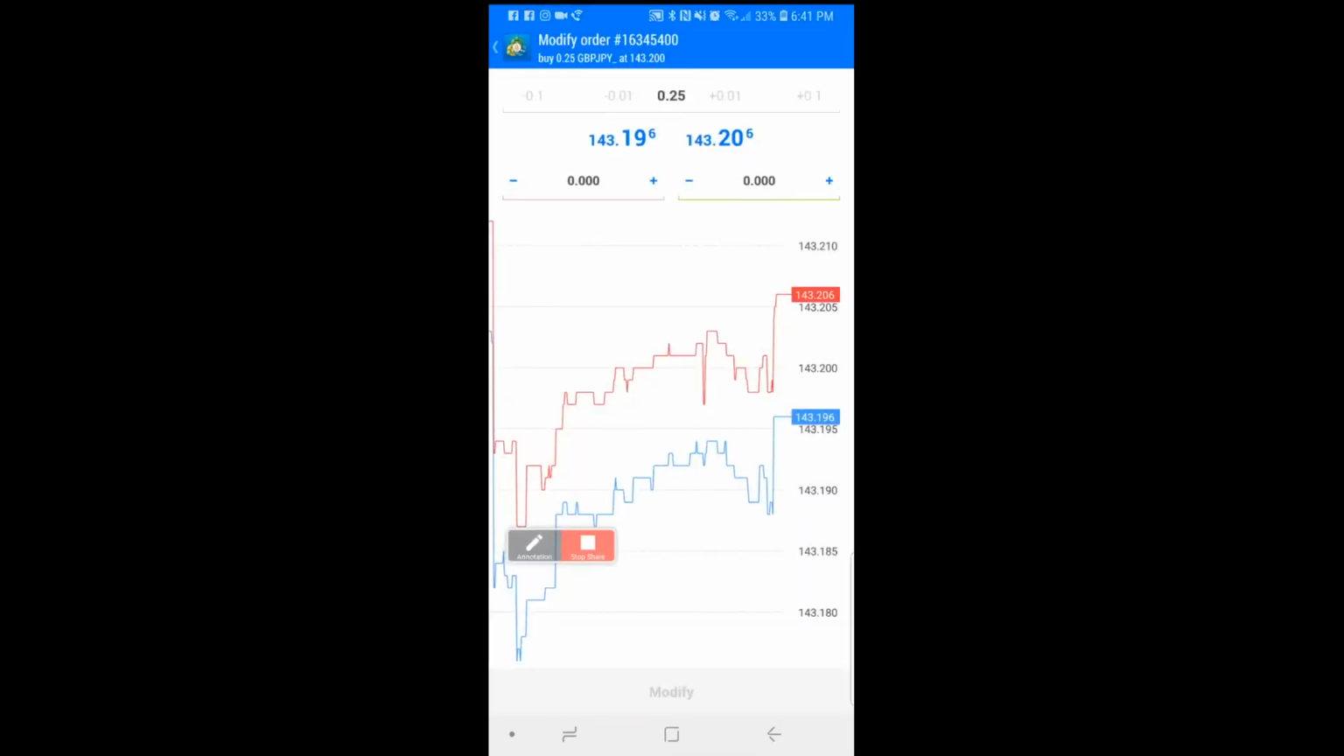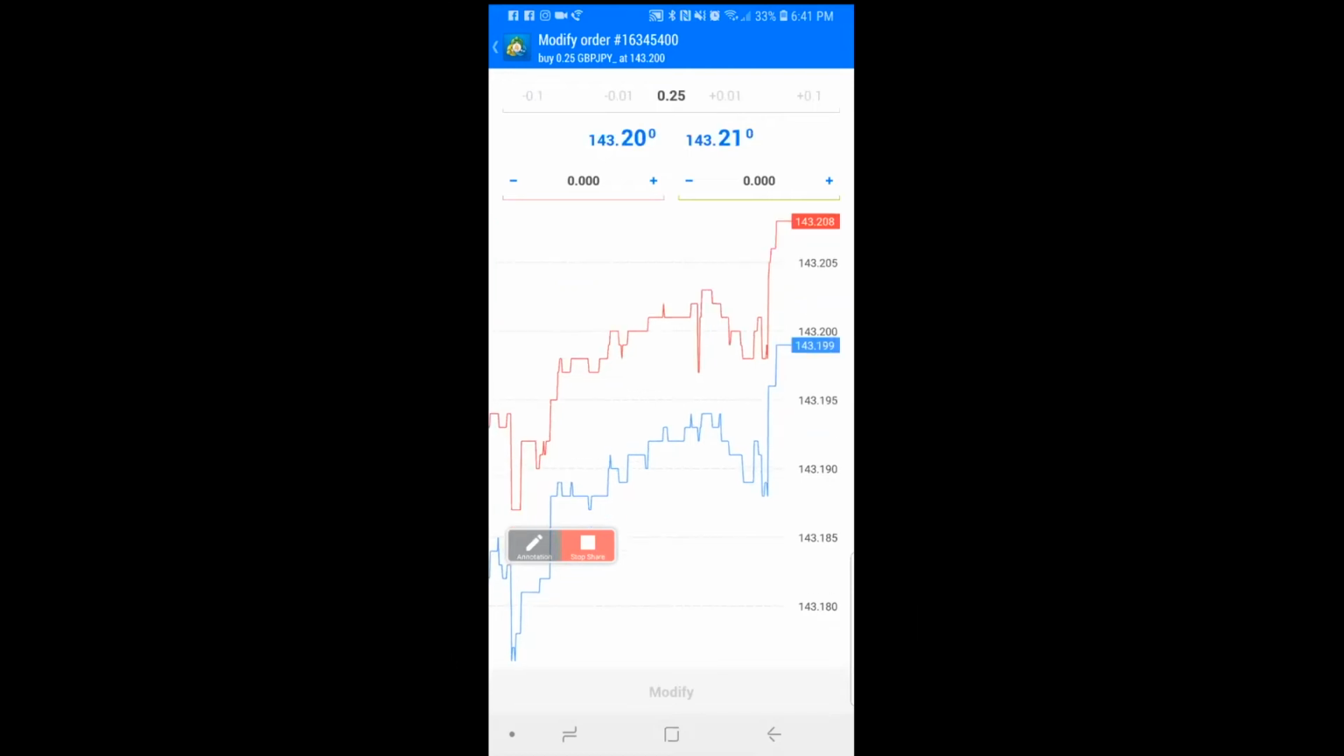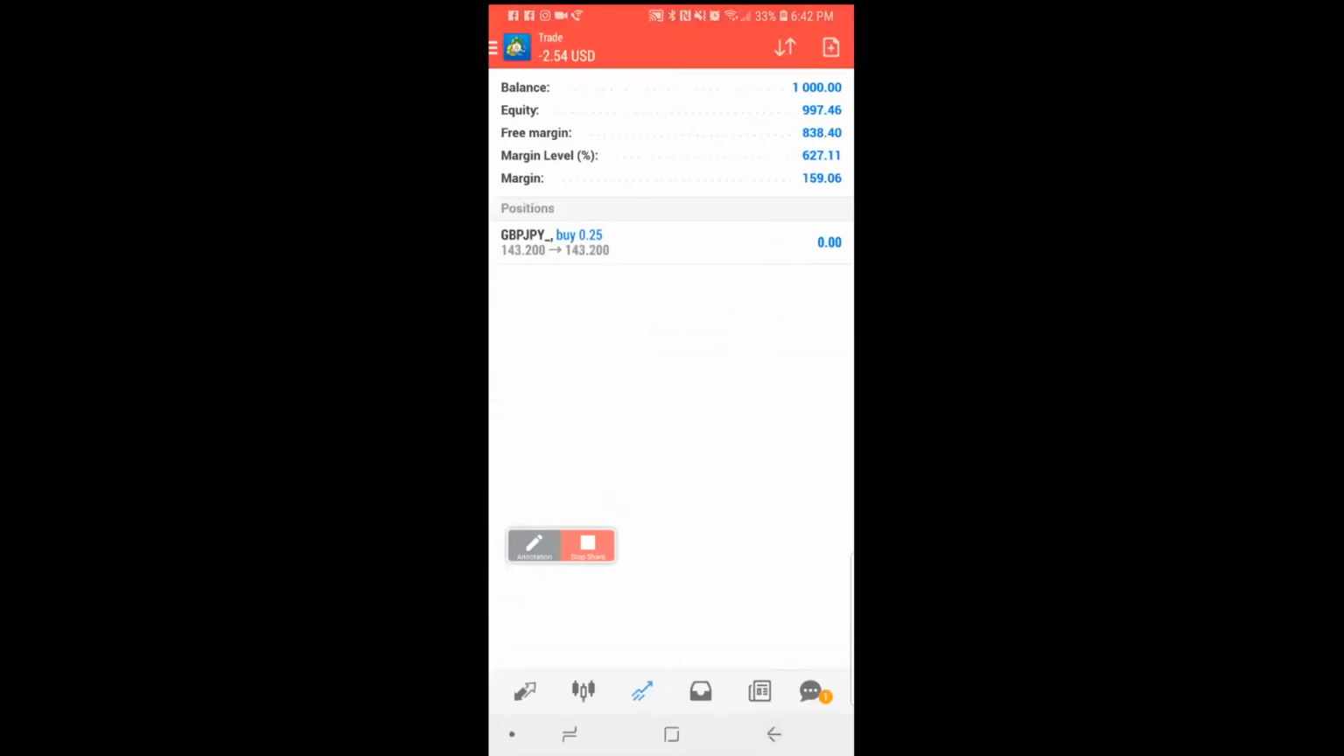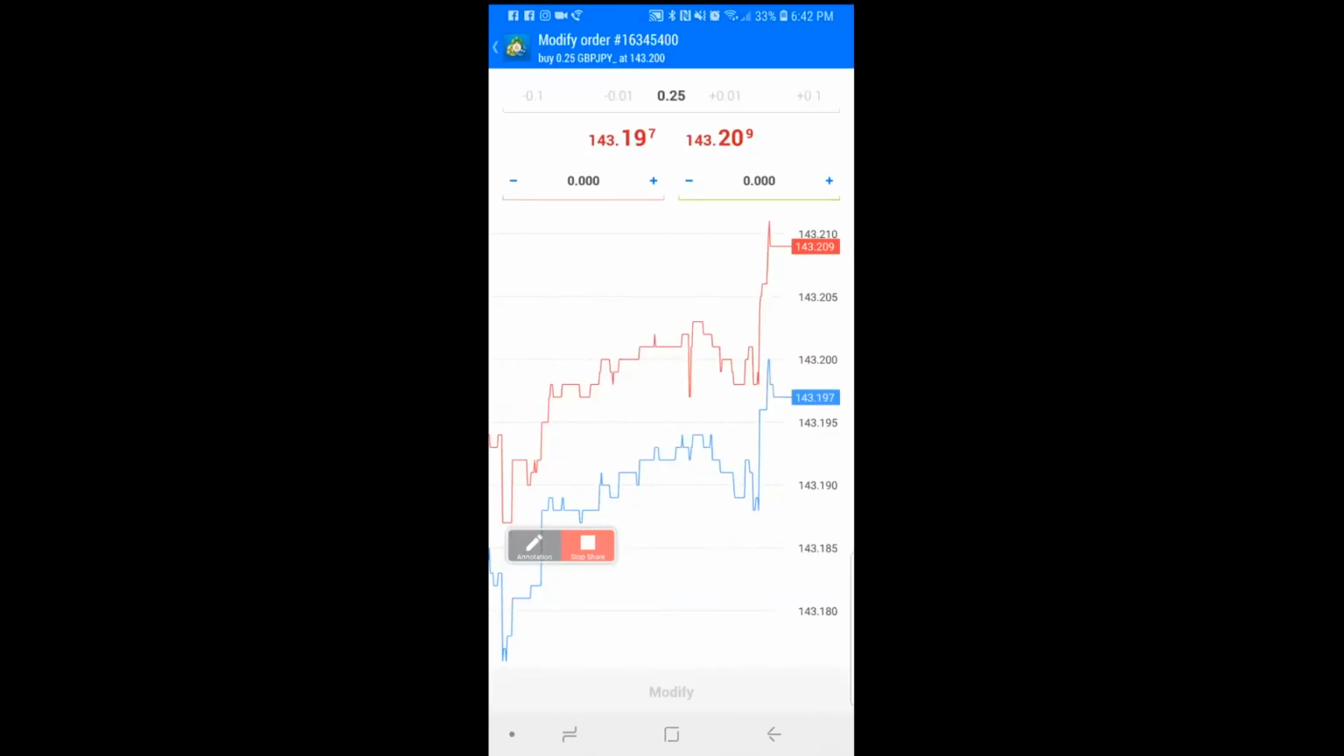Okay? Now, if you look to the very top, let me go back because the iPhones are different. On the iPhone, the way you're going to find your entry price is right below where you see GBP JPY. You're going to see the entry price is 143.200. If you have an Android, when you go to modify, you'll be able to see it at the top also.